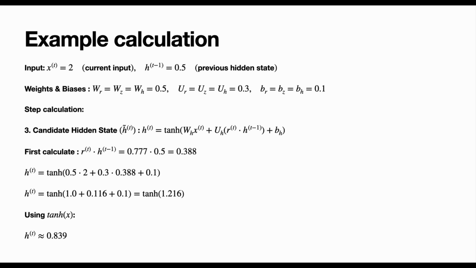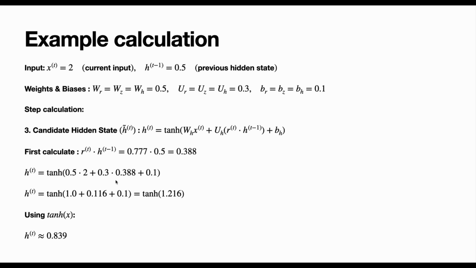This slide explains the process of calculating the candidate hidden state in a GRU. The candidate hidden state combines the current input and relevant information from the past, adjusted by the reset gate. 1. Step-by-step process. First, the reset gate modifies the influence of the past hidden state. In this case, about 77.7% of the past information is considered, resulting in a value of 0.388.